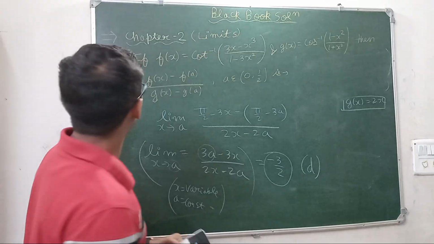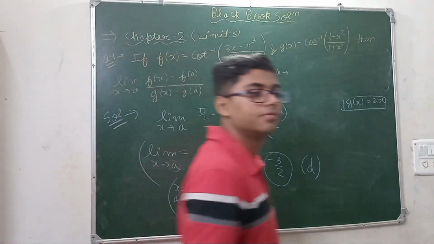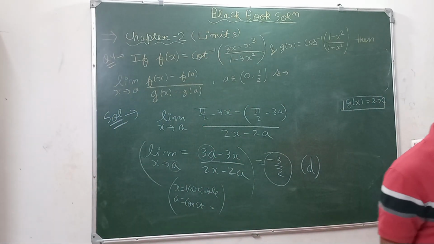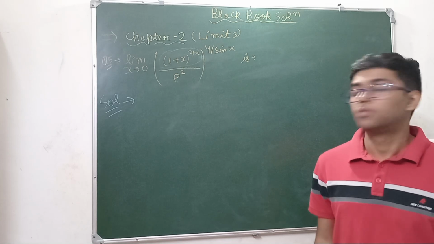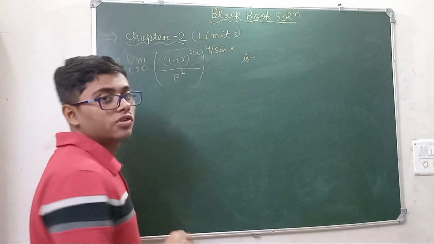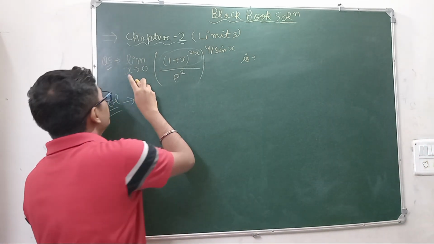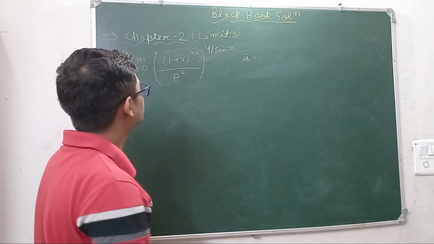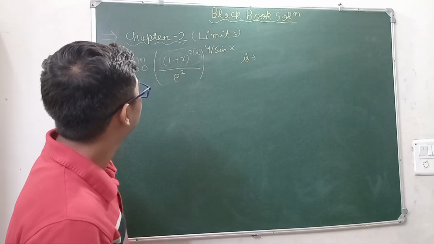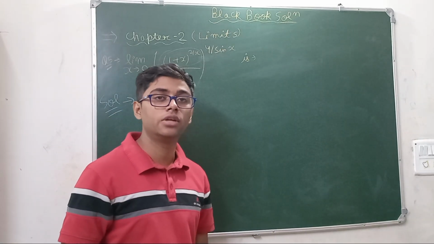Okay, question number 4. Now moving on to question number 5. So, see, question number 5 is saying limit x tends to 0, (1 plus x) to the power 2 by x upon e square, all to the power 4 by sin x. We have to evaluate the value of this limit.